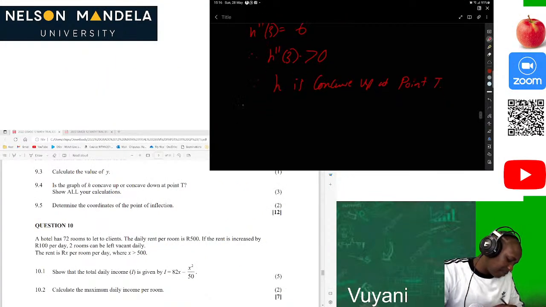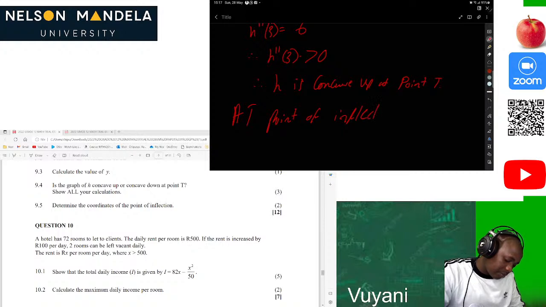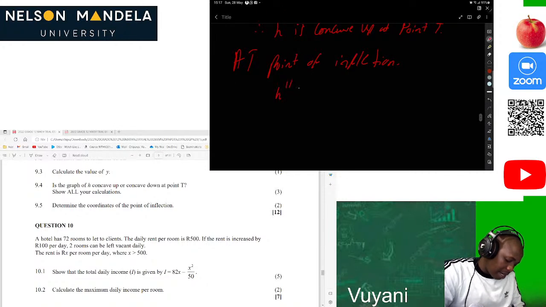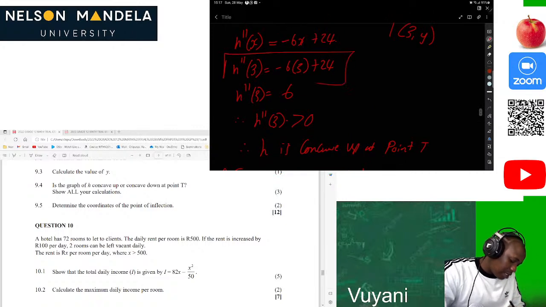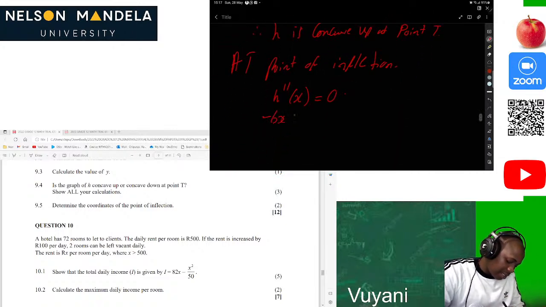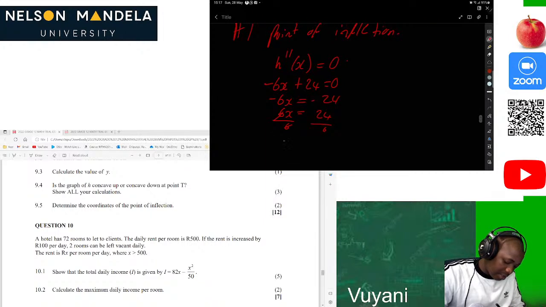So we know that at the point of inflection, h double prime of x should always be equal to 0, and we have calculated it. Here it is. So we have negative 6x plus 24 is equal to 0. Negative 6x is equal to negative 24. 6x is equal to 24. Divide by 6. Then our x is equal to 4, which means the point of inflection has x equal to 4.